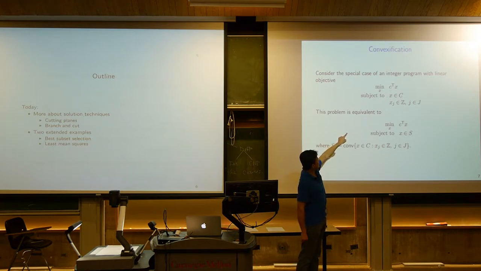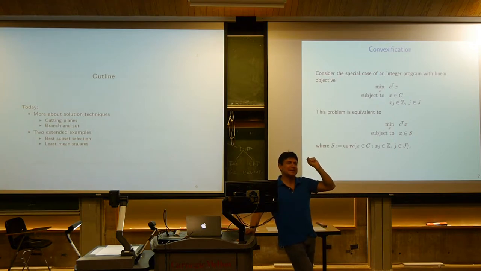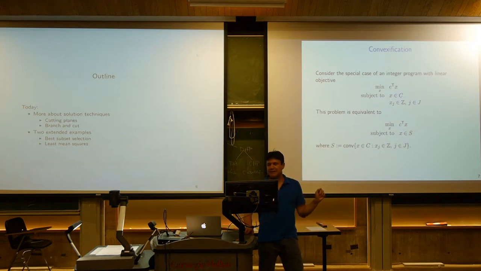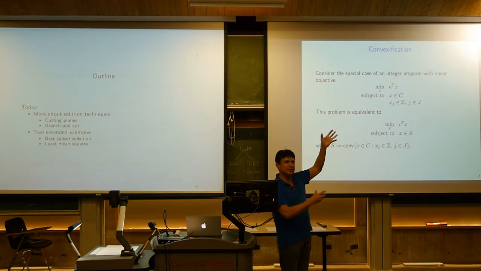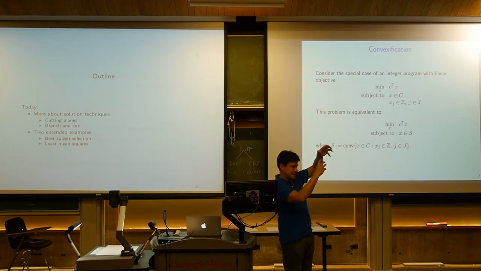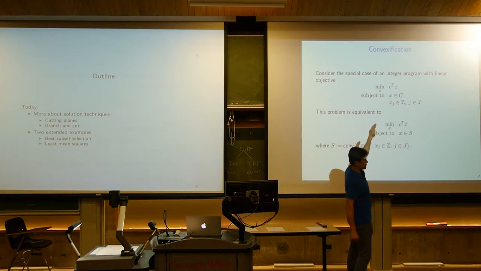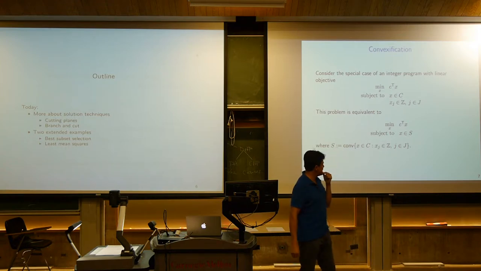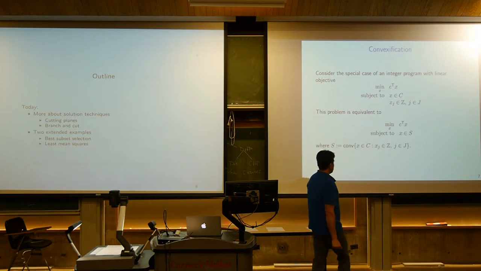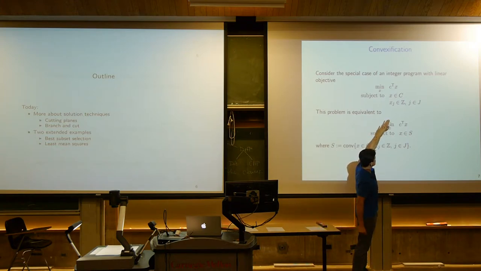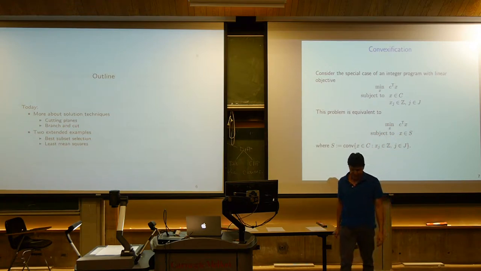Suppose that we look at an integer program, but a particular type where the objective is linear. It turns out that if you have any kind of convex objective, you can always push the objective into the constraints via an extra variable and recast the problem so that you have a linear objective. Now, if you have a linear objective, here is something kind of neat. So you have your constraints. The constraints include some convex set, some convex constraints, and some integer constraints.